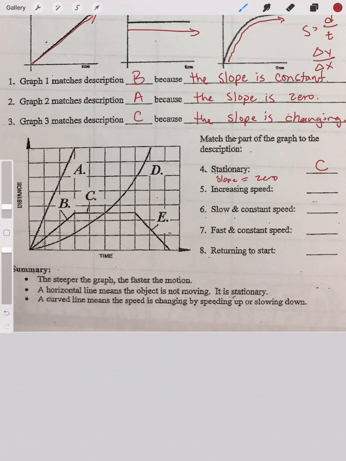If we're seeing an increasing speed, we're seeing a change in speed, which means we need to see a change in slope. So which part would have a changing slope? If you chose D, that is correct.